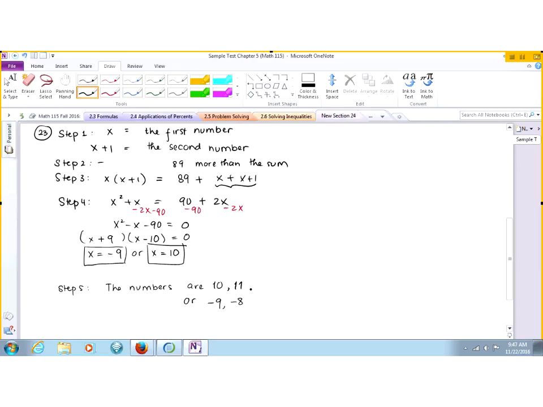How do I get negative 8? Your first number is which one? x. Your second number is x plus 1. So this is your x. This is your x plus 1. So same thing here. This is your x. What will this be? x plus 1. So you have two pairs as your answer. The numbers are 10 and 11, or negative 9 and negative 8.